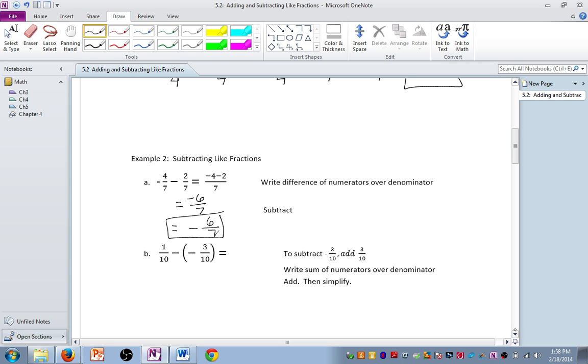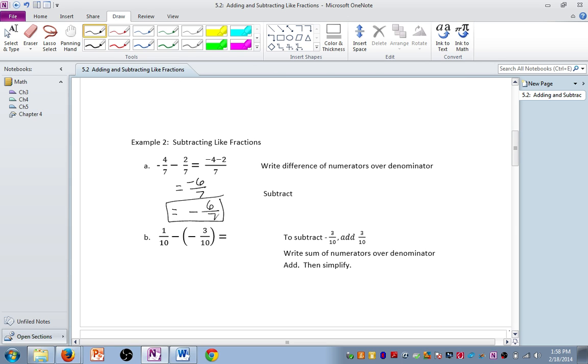In example B, I have 1/10 minus a negative 3/10. Remember, when you're subtracting a negative, that's the same as adding a positive. So if I'm subtracting a negative 3/10, that is the same as me adding 3/10. So I'm going to rewrite this equation as 1/10 plus 3/10. And now when I add them, I add my numerators. 1 plus 3 over 10, which is going to be equal to 4 over 10, and simplify 2/5. There's your answer.